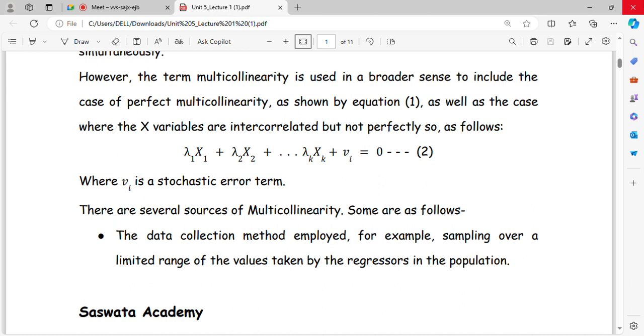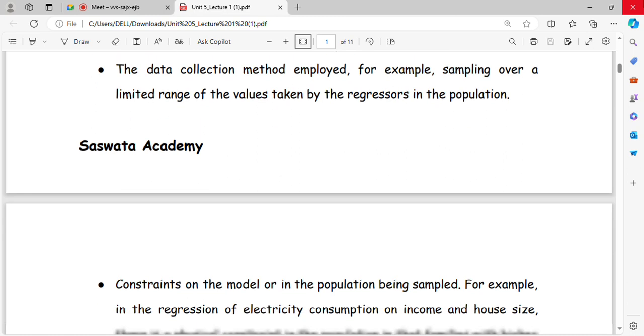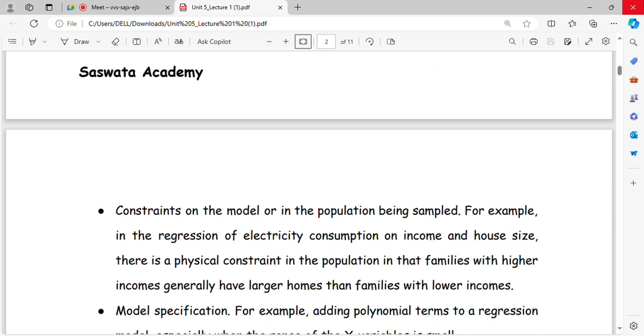So the data collection method employed, for example, sampling over a limited range of the values taken by the regressors in the population. The second problem is constraint on the model or the population being sampled. For example, in the regression of electricity consumption on income and house size, there is a physical constraint in the population in that families with higher income generally have larger homes than families with lower incomes.